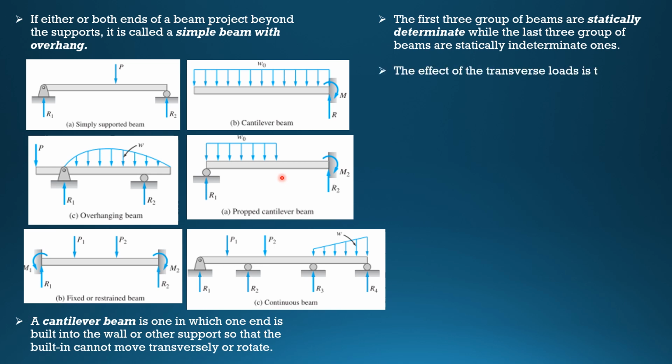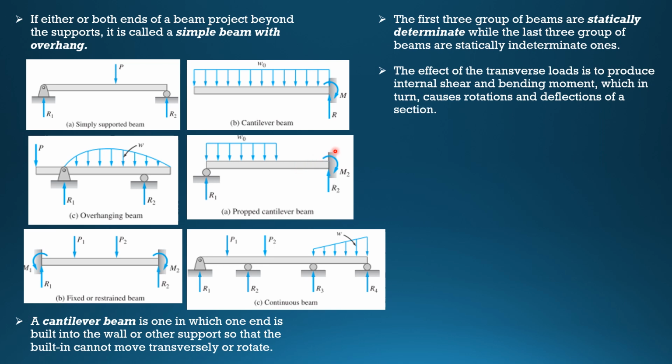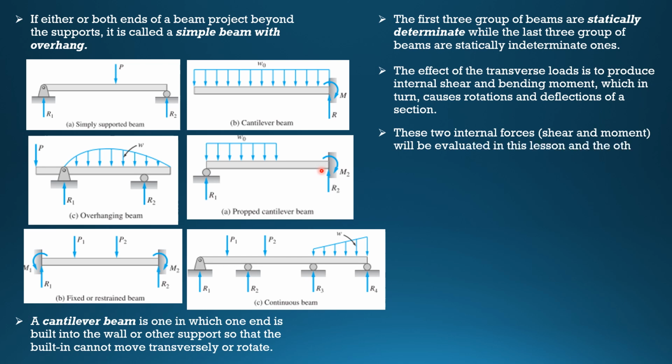So, the effect of the transverse load is to produce internal shear and bending moment, which in turn cause rotations and deflections of a section. These two internal forces, shear and moment, will be evaluated in this lesson, and the other effects will be discussed in the subsequent lessons. This one is for deflection purposes.